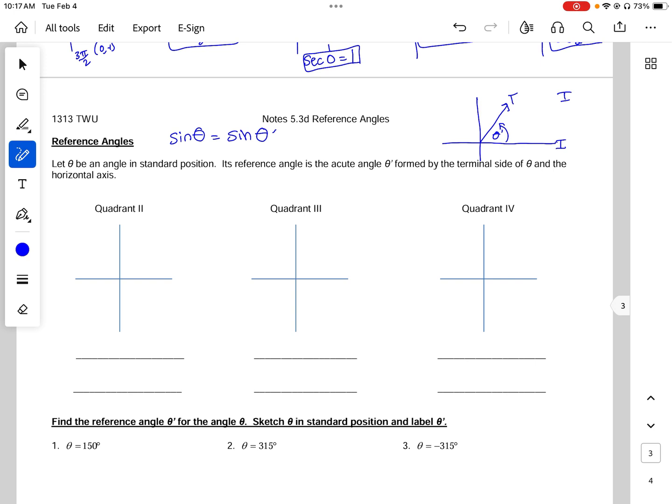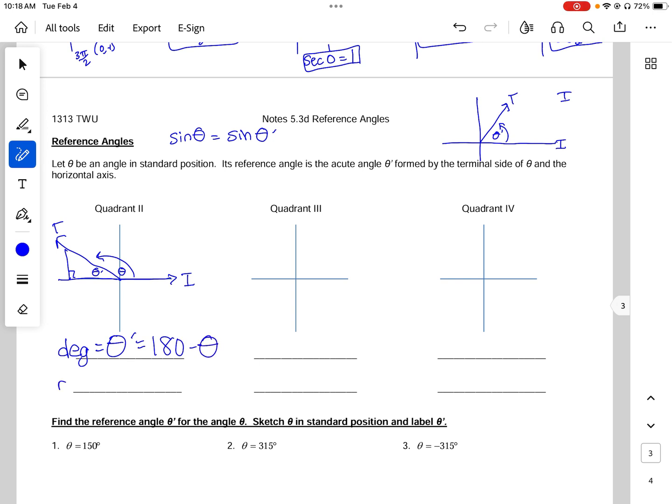And so for quadrant 2, this is still our initial side, right? And then this is our terminal side, and this is our angle. So this is theta. And then the triangle that's formed with our x-axis, like we learned last section, has theta prime as its angle. Okay, so in order to find theta prime in degree mode, we're going to do theta prime equals 180 minus theta.